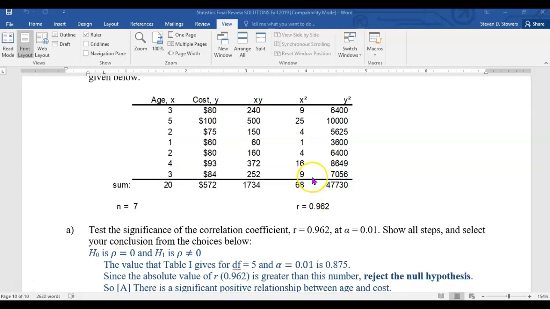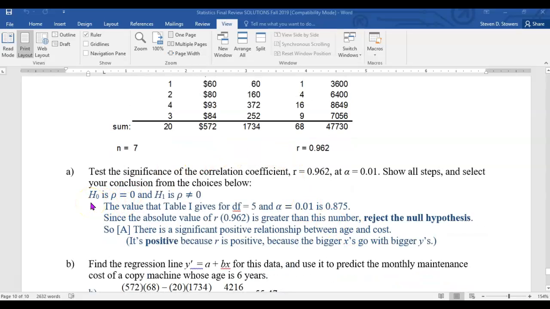If you had to calculate this for yourself, you would take these numbers and either plug things into that big ugly formula that we saw for R, or you'd put this data into something like Excel and ask it for the correlation coefficient, or put it into a graphing calculator and have it give you the correlation coefficient, or something like that. But here I've just told you that the correlation coefficient is 0.962. But what I want you to do with that is test the significance of that correlation coefficient at level of significance 0.01.